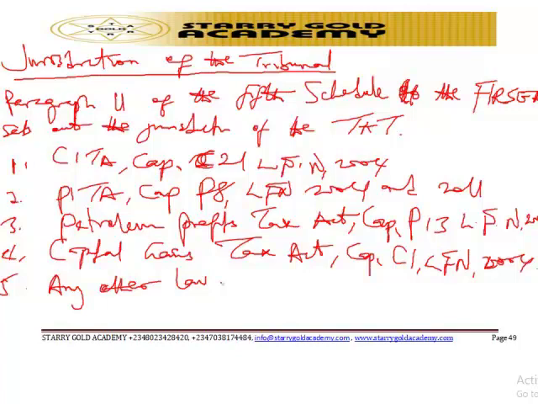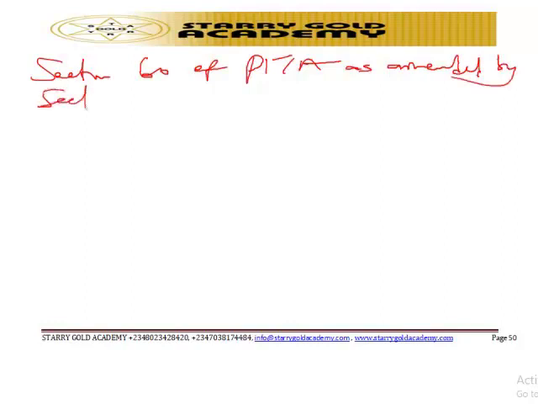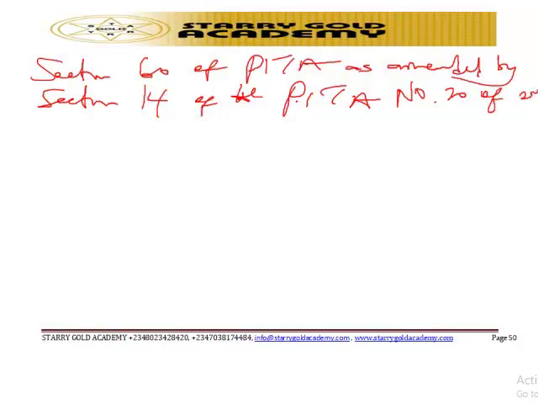So, confirming the jurisdictional power of the tribunal regarding the administration of the Personal Income Tax Act, section 60 of the Personal Income Tax Act as amended by section 14 of the Personal Income Tax Act, number 20 of 2011, provides that the Tax Appeal Tribunal established pursuant to section 59 of the Federal Inland Revenue Service Establishment Act 2007 shall have the power to entertain all cases arising from the operation of this Act.